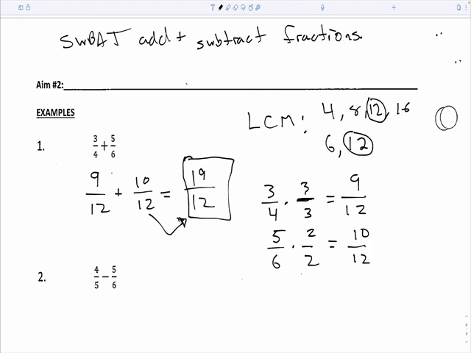Raise your hand if you know how to do that. It's a little rusty. I'll accept this on the test if you don't simplify since we haven't worked it out in 7th grade. Charlotte, help me out. 12 goes into 19 one time. Yeah, 19 divided by 12 is 1 with 7 remaining. So that's your mixed number. I'll accept both ways.